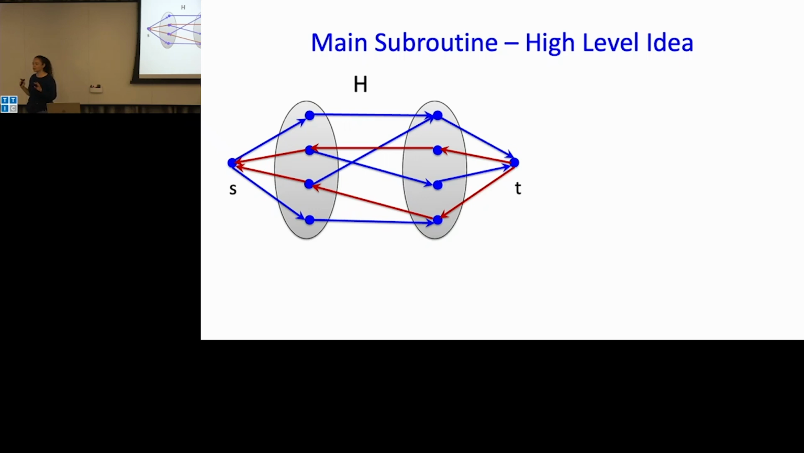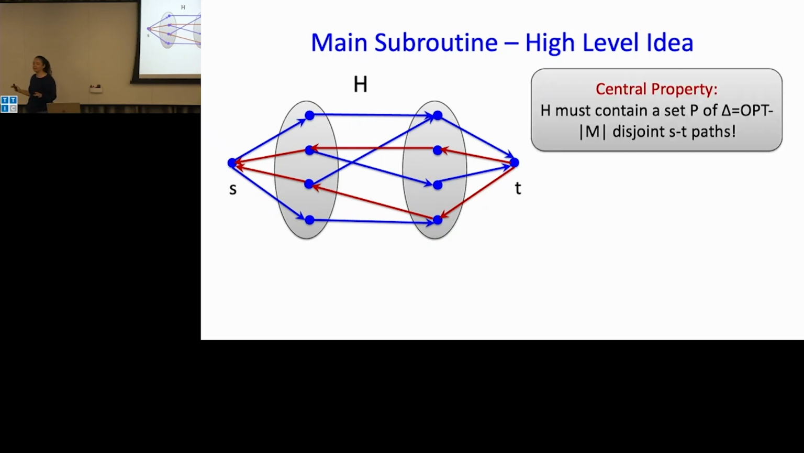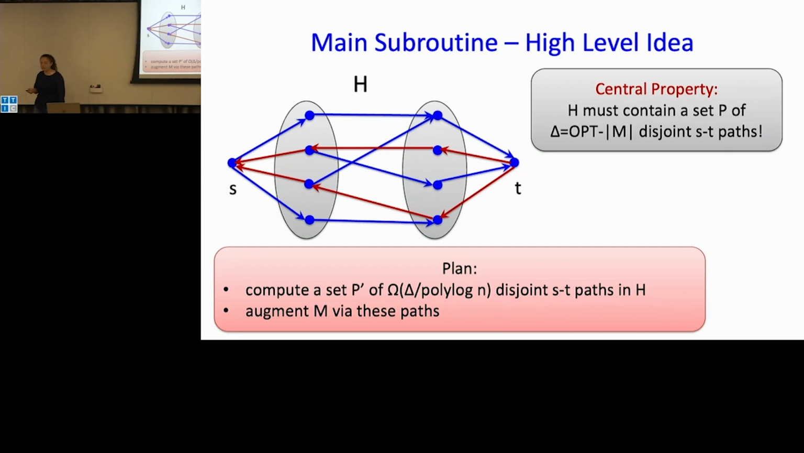And one thing that is true in any residual flow network, it always contains a flow whose value is optimal flow minus the value of the current flow. This is just a property of residual flow networks, that's always true. In our case, what this means is that there is a collection of disjoint s-t paths whose cardinality is delta, which is opt minus the current matching. So what we ask from the subroutine is not to recover all of these paths, but to recover a large number of disjoint s-t paths, how many? Delta over polylog n.